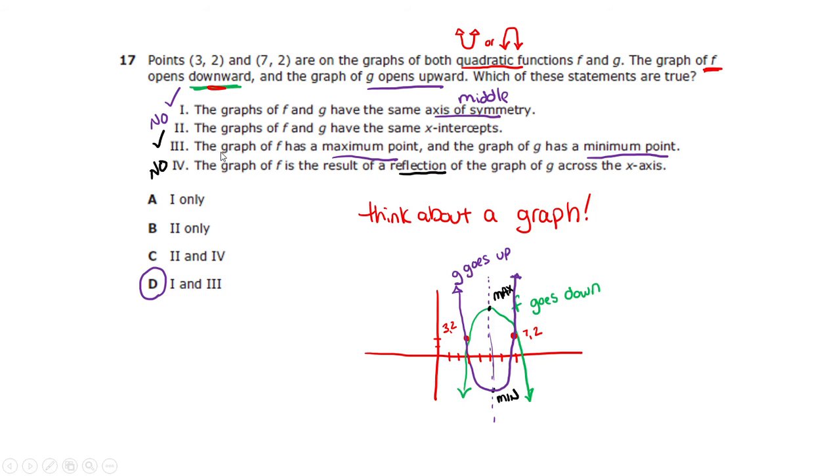Number 3 is right. Graph F, which is the one going down, has the maximum point. G has a minimum point, so that is true. The fourth one, they are not reflections of each other. Now, in order to have a reflection, you would have to think about a piece of paper being folded down the middle, and that is not true. So the right answer in this case is D, because both 1 and 3 were right.